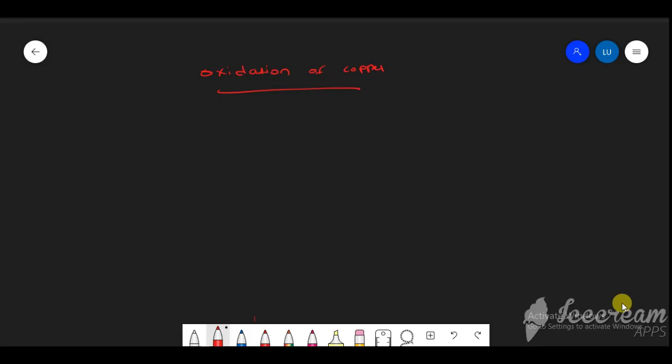Oxidation of copper. As we know, copper is reddish brown in appearance. So reddish brown copper, when it reacts with oxygen, that is, it undergoes oxidation in the presence of some heat, and it will generate copper oxide. This balanced reaction looks like this. Copper is reddish brown in color. When it is oxidized, it will generate a black copper oxide. It is black in color. So this is the oxidation of copper.